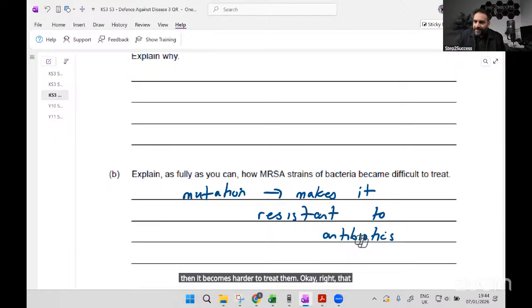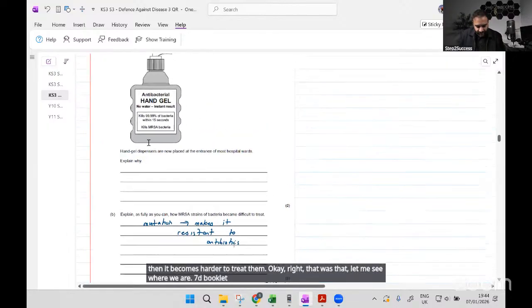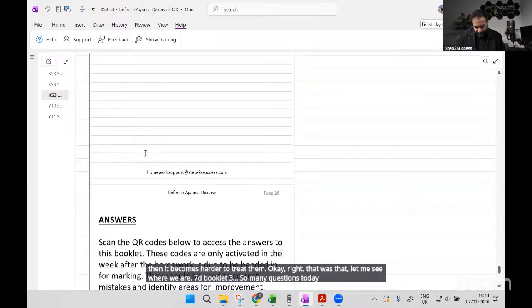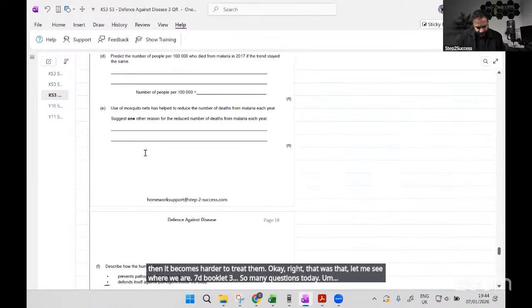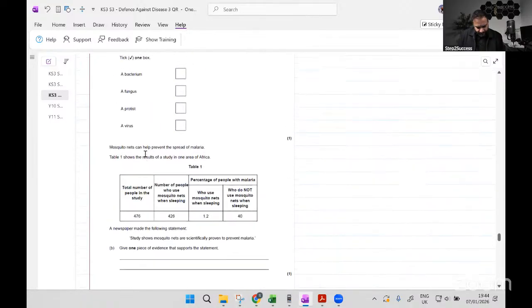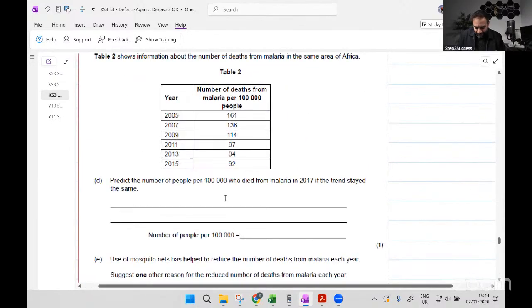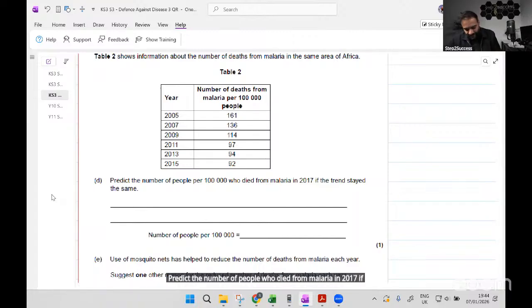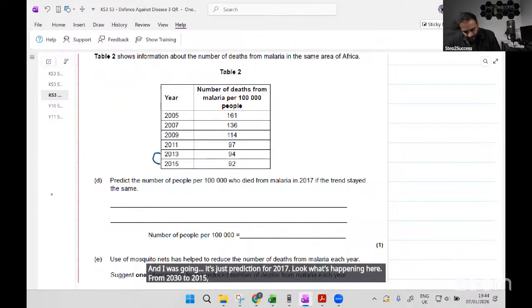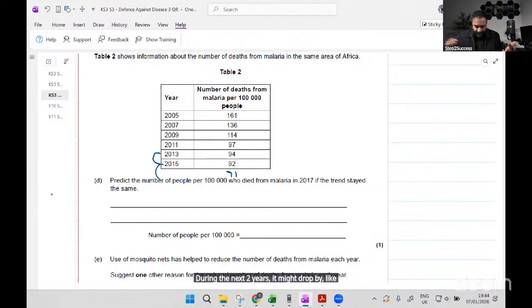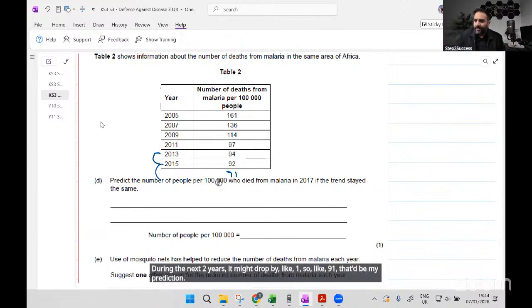Let me see where we are. 7D, booklet 3. So many questions today. Predict the number of people who died from malaria in 2017 if the trend stays the same. It's just prediction for 2017. Look what's happening here. From 2013 to 2015, it dropped by like 2. So in the next 2 years, it might drop by like 1. So like 91. That'd be my prediction, without looking at the answer.